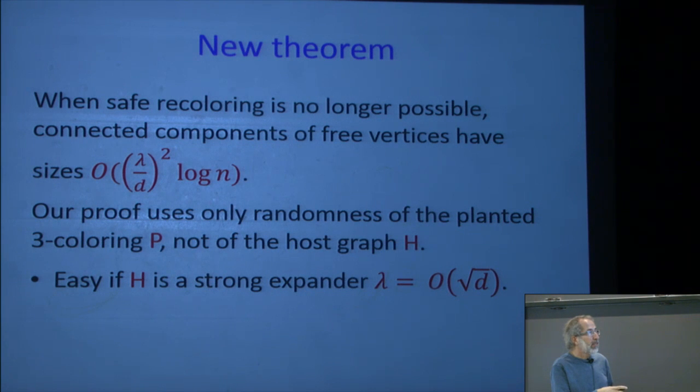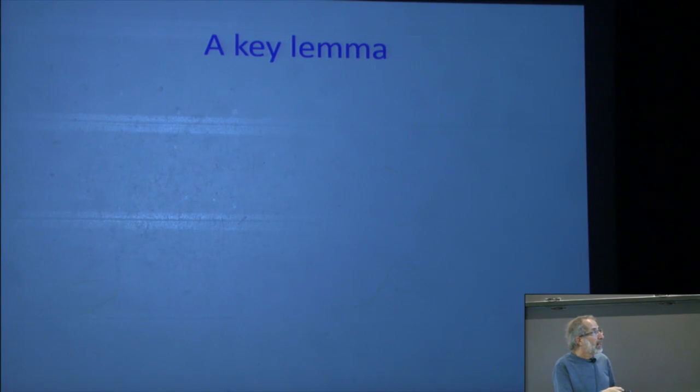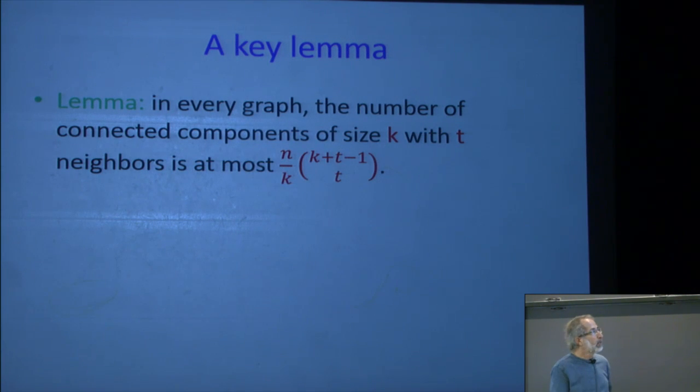It turns out not too difficult to prove it if H is a strong expander, meaning that lambda is very small, of order square root of d. It's more tricky if H is only a mild expander, so if lambda is some small constant times d. And let me just show a main lemma that we use here, which helps in doing some union bounds. I don't know if you know this lemma or not. If not, it's worth knowing it.